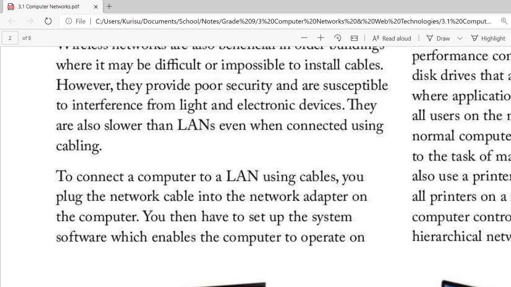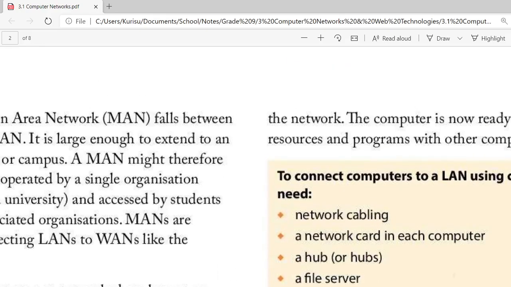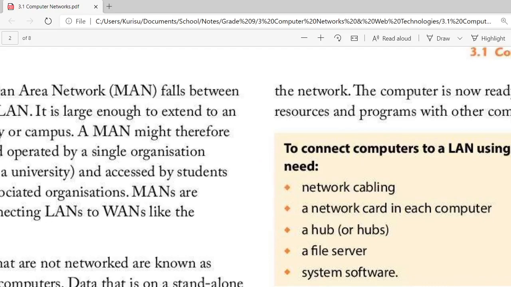To connect a computer to a LAN using cables, you plug the network cable into the network adapter on the computer. You then have to set up the system software which enables the computer to operate on the network. The computer is now ready to share files, resources, and programs with other computers or users. To connect computers to a LAN using cables, you need a networking cable, a network card in each computer, a hub or hubs, a file server, system software.